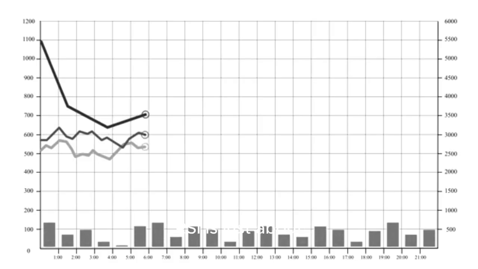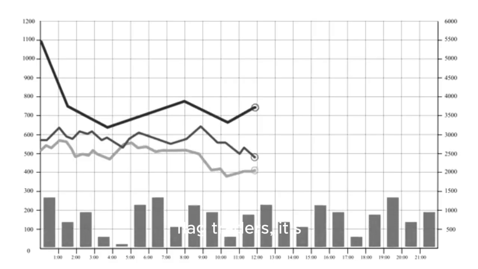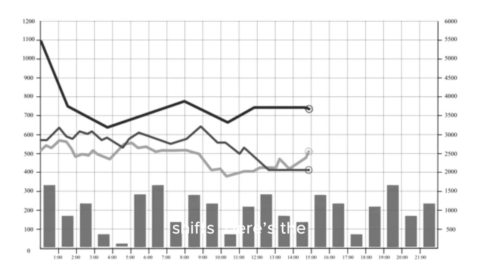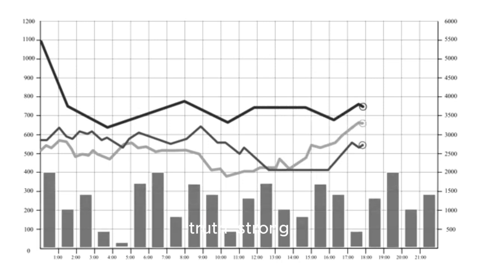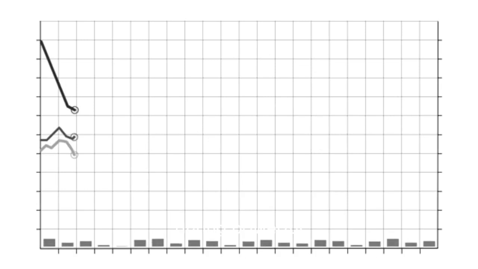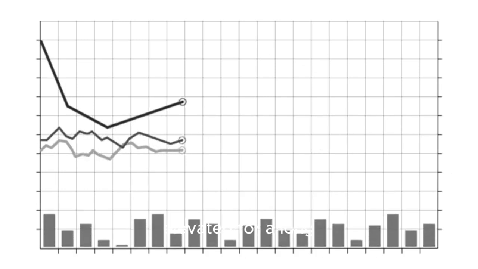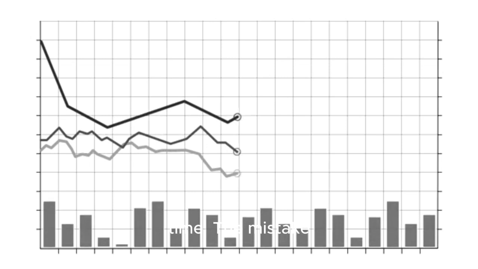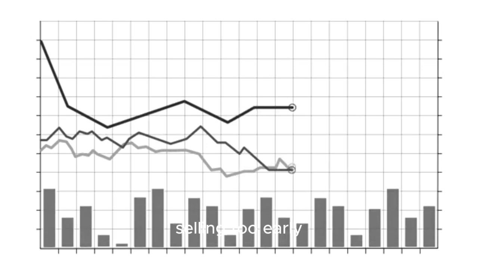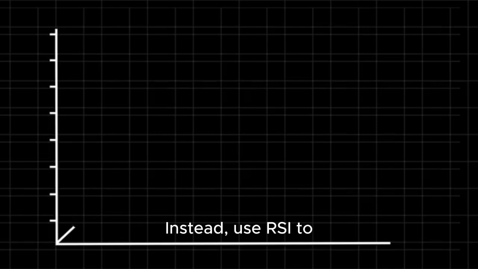Most traders think RSI is just about overbought and oversold, but for flag traders, it's about momentum shifts. Here's the truth. Strong trends don't care about overbought readings. In fact, during powerful flag breakouts, RSI often stays elevated for a long time. The mistake beginners make is selling too early just because RSI crosses 70. Instead, use RSI to identify momentum pauses and momentum reaccelerations.